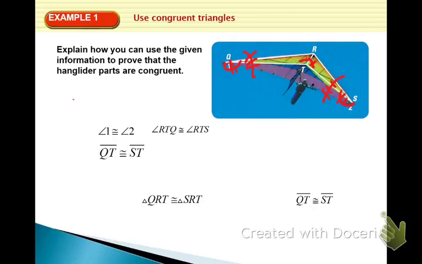And what else is congruent in the two triangles now? There's something else. They share a side, right? They share that side. RT is congruent to itself. So now we've got side, angle, angle. That's how I would say the triangles are congruent. The triangles are congruent by side, angle, angle.